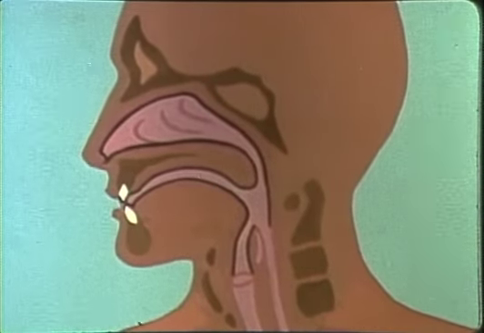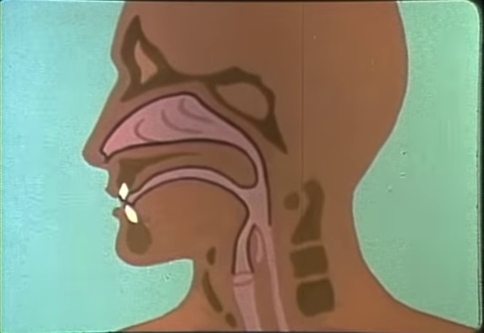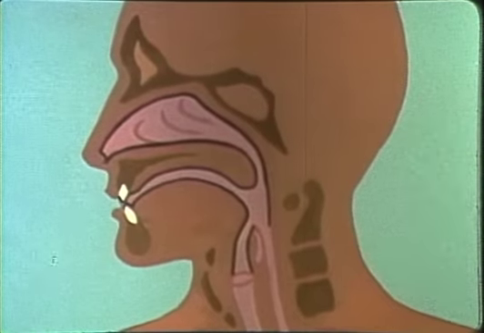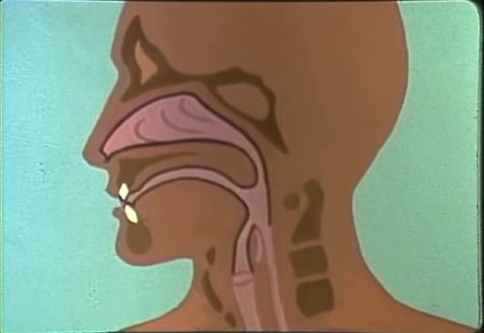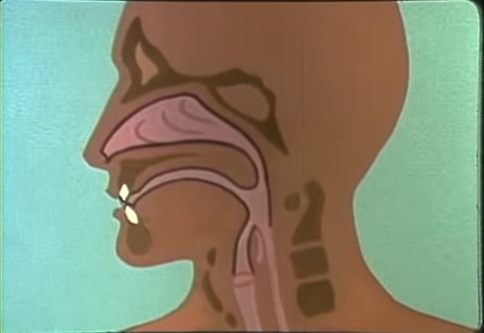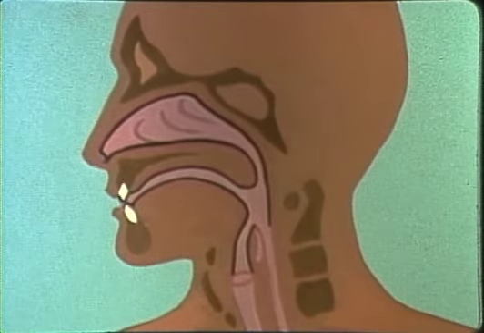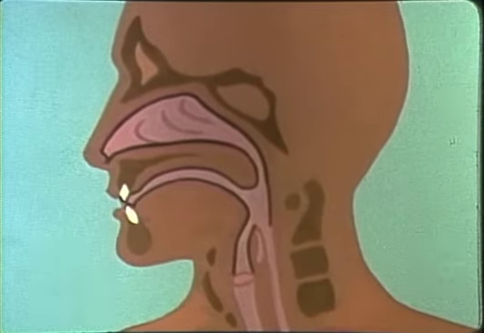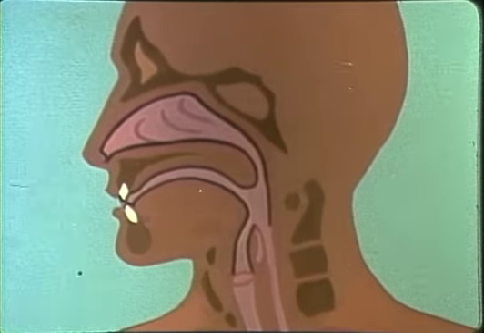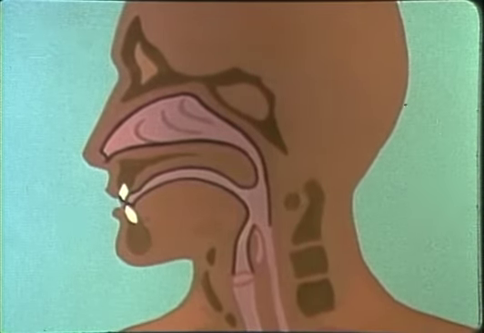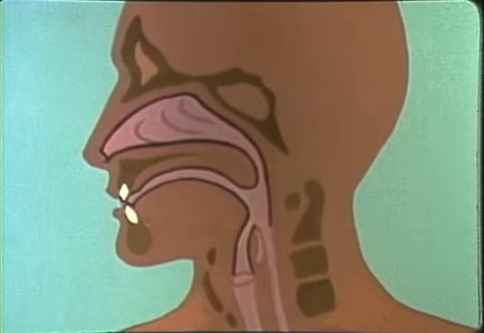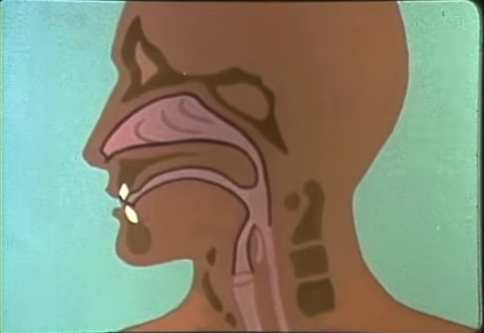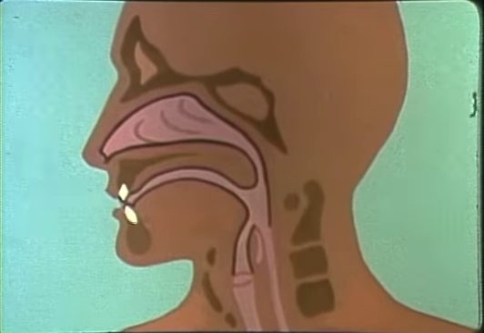The dimensions of this tract are changed by movements of various anatomic structures. Such changes modify the laryngeal tone and thus affect the nature of the sound which is finally produced. The vocal tract also can be obstructed or constricted to produce noise. This film deals with the process by which the vocal tract dimensions are modified and by which noise is produced, the operation of the speech articulatory mechanism.